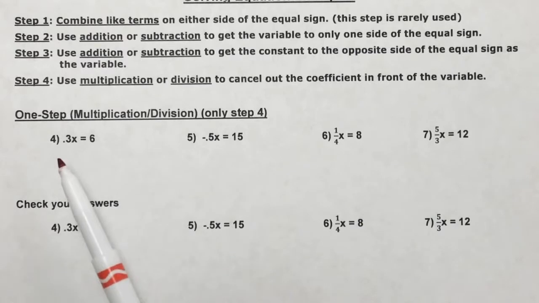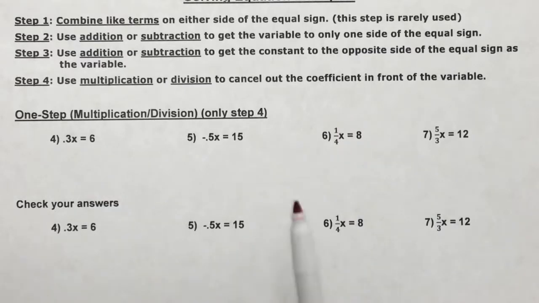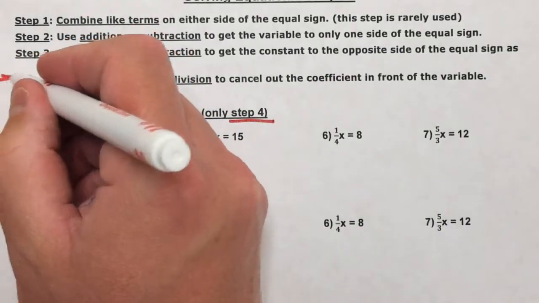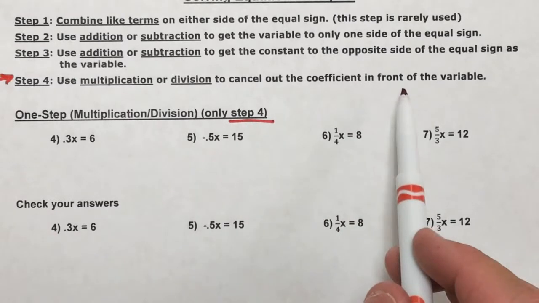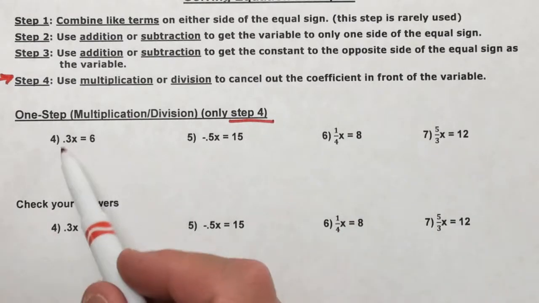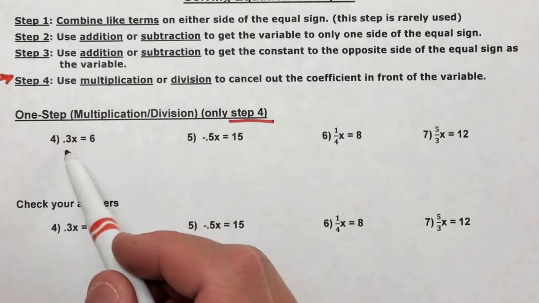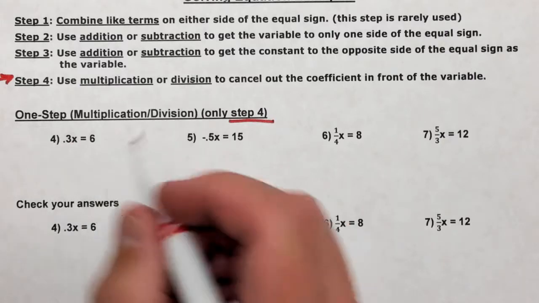So how do you handle solving for a variable, or solving for x, if you have a decimal or a fraction? Now these problems involve only step 4. So step 4 is use multiplication or division to cancel out the coefficient in front of the variable. So I have 0.3 times x equals 6. Well, how do you cancel out that 0.3 in front of it? Well, since it's multiplying by x in the first place, you do the opposite.